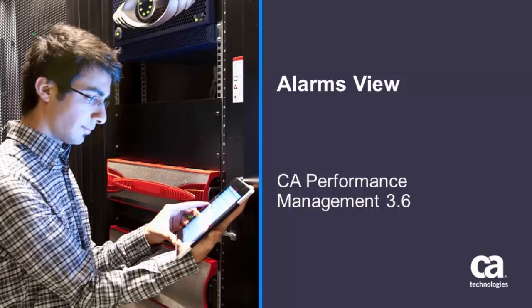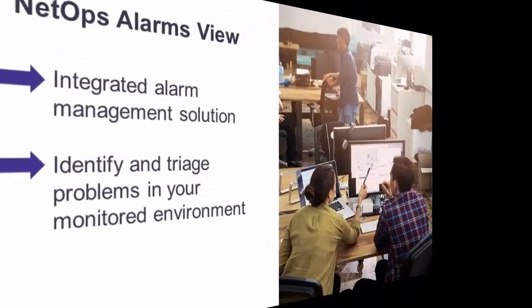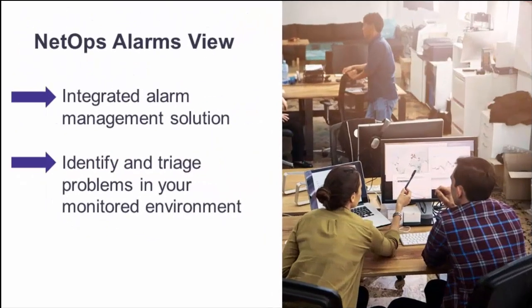Welcome to the CA Performance Management version 3.6 video, CA Performance Management NetOps Alarms View enhancements. The previous version of CA Performance Management introduced the NetOps Alarms View, which enabled the viewing and management of CA Spectrum alarms from CA Performance Center.